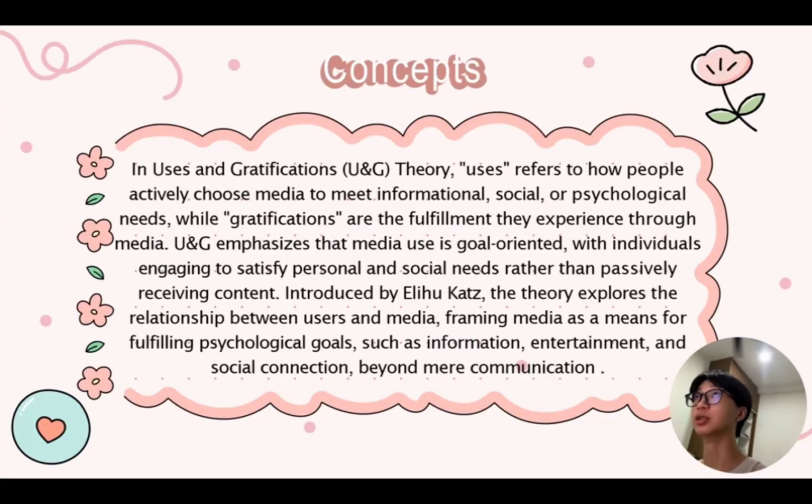Next, I will talk about the concepts in uses and gratifications theory. UNG says that people actively choose the media they consume based on their personal needs. Everyone has their own preferences, and they have a lot of freedom to choose what to watch or listen to. However, these choices aren't completely free.